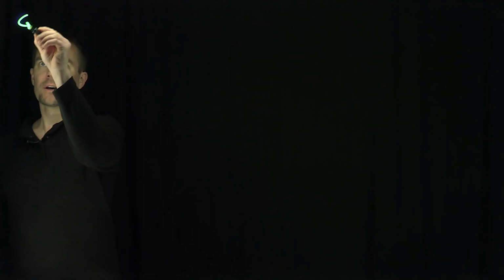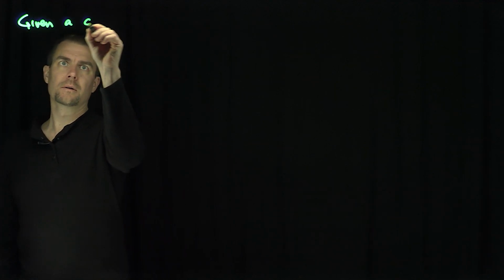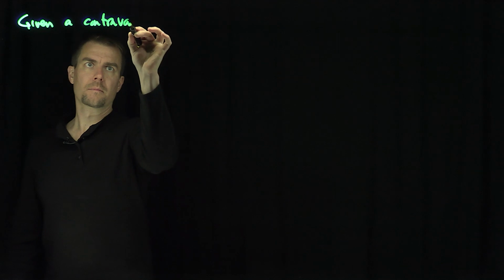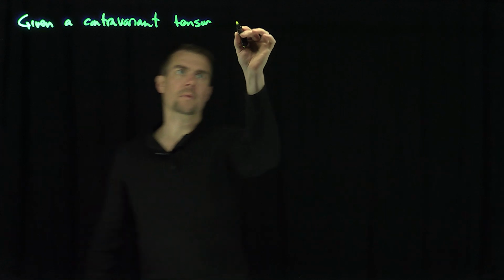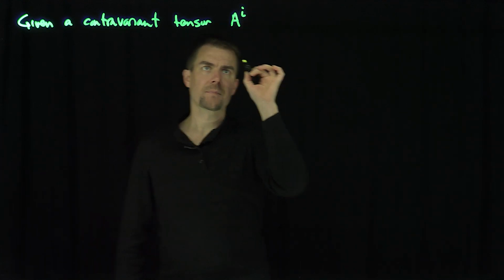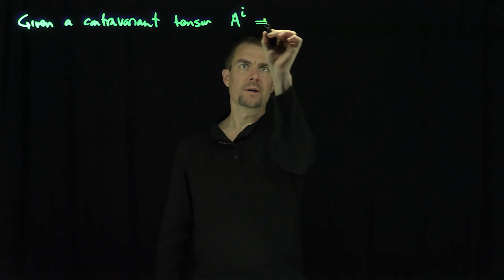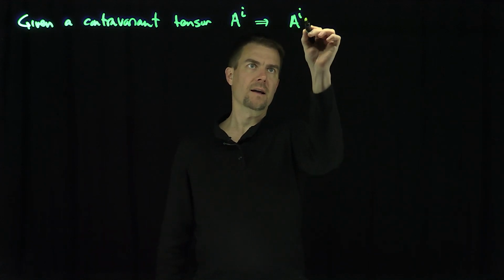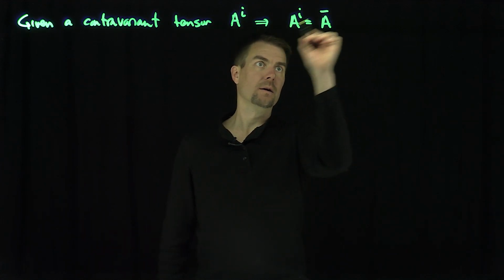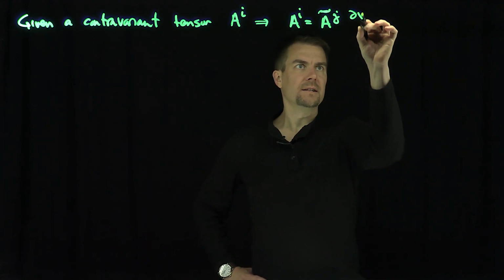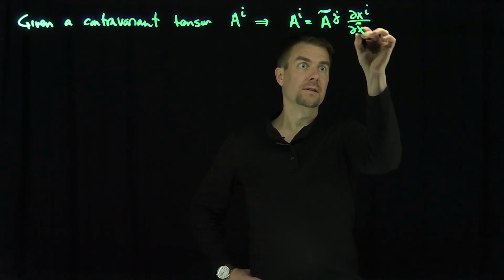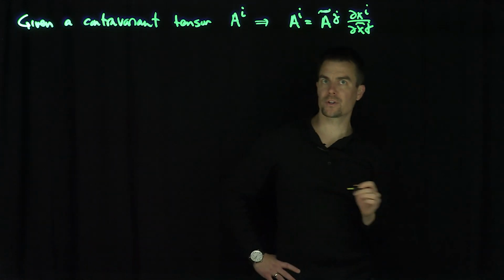Hello students, in this video we'll begin our discussion of covariant differentiation. Let's be given a contravariant tensor A^i. This means that its transformation law satisfies the following: A^i is A tilde j times dx^i over dx tilde j. Okay, that's the transformation law.